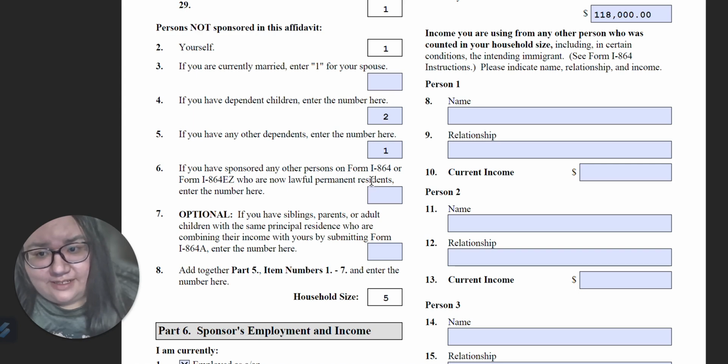Now, if Jose's mother had already been approved and gotten her lawful permanent resident status, then we would in fact have to count her there.